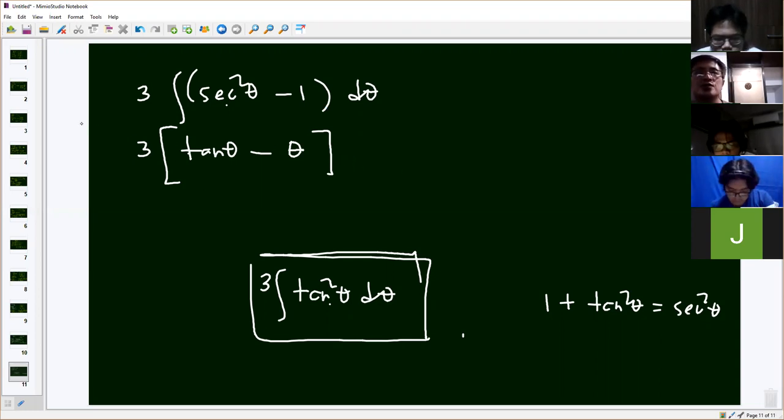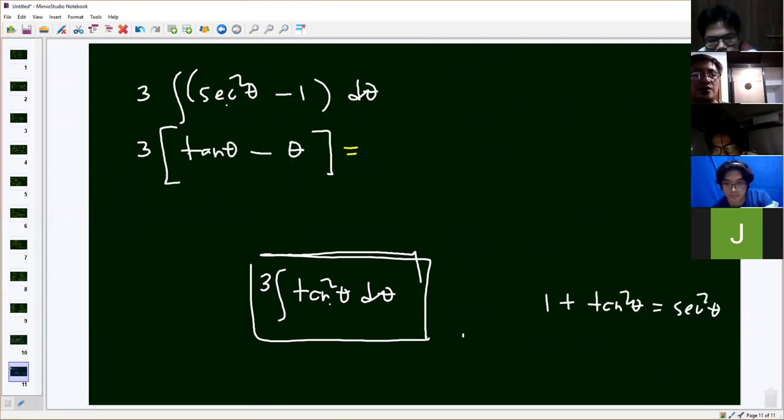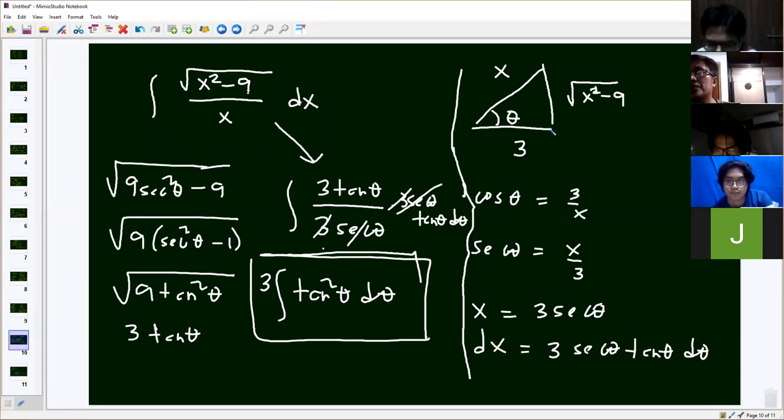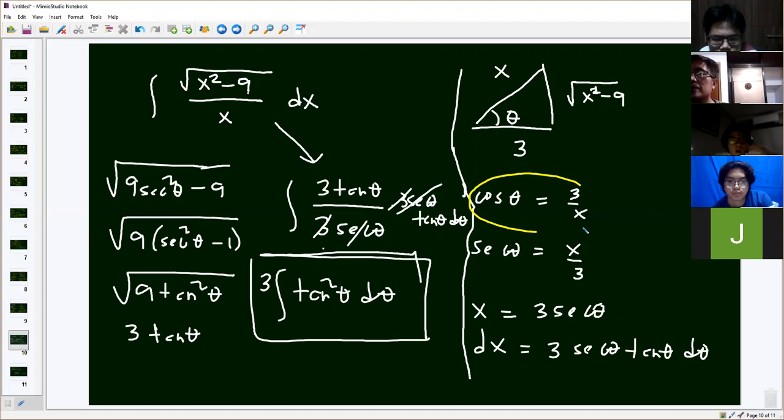Kaso, we have to revert this back into the original algebraic expression. Saan kukunin? Sa triangle, guys. Ano yung tan theta? Nasaan si tan theta? Opposite over adjacent: square root of x squared minus 9 over 3. So 3 times the quantity square root of x squared minus 9 over 3, minus theta. Sino si theta? Dito natin kunin. Pwede sa kahit anong dalawa. So if you will base it here, what is theta? Arc cos 3 over x.